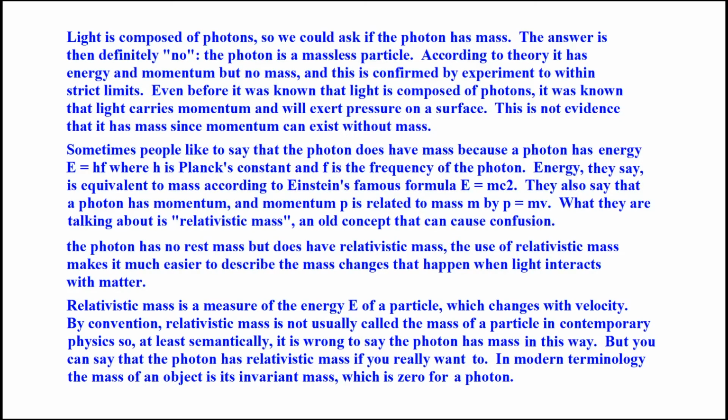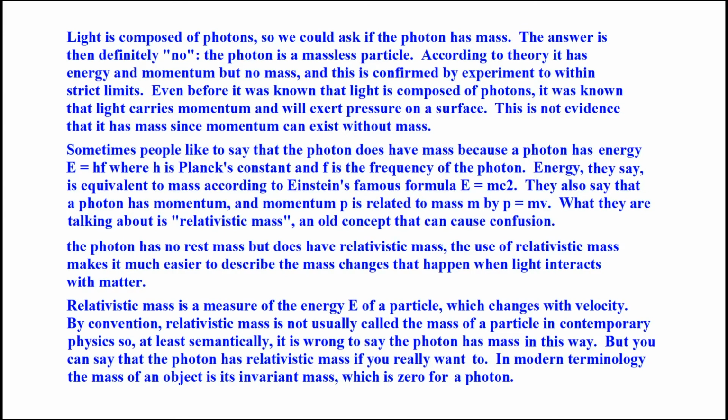That's what they're saying. Sometimes people like to say that the photon does have mass because a photon has energy, E equals hf, where h is Planck's constant and f is the frequency. Energy, they say, is equivalent to mass according to Einstein's formula. They also say that a photon has momentum, and momentum is related to mass by p equals mv. Okay, fine. What they are talking about is relativistic mass, an old concept that can cause confusion. No kidding. The photon has no rest mass, but does have relativistic mass.